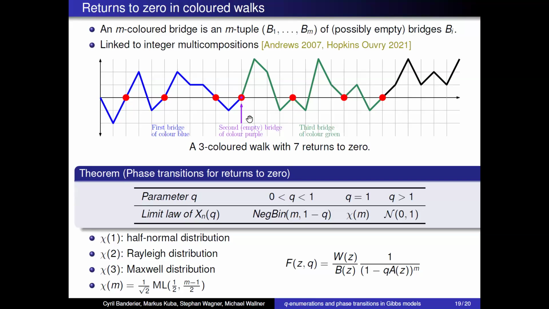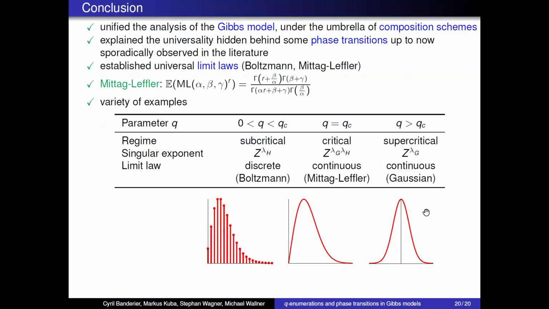Okay, and then if you are counting the statistics number of returns to zero with a Gibbs weight, then it's again the composition schemes, and you will get, depending on the number of colors, the half normal distribution, the absolute value of the Gaussian distribution, the Rayleigh distribution, the derivative of the Gaussian, the Maxwell distribution, or in full generality, when you have m colors, the Mittag-Leffler distribution, with those parameters.